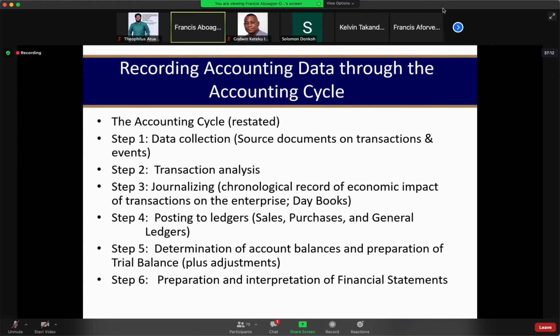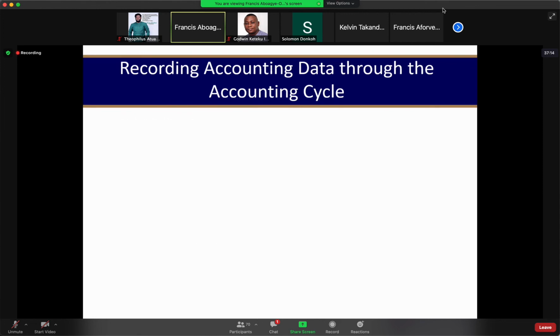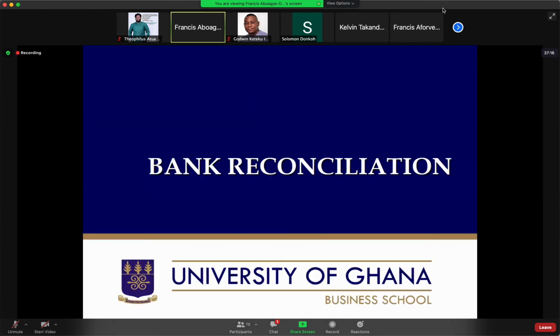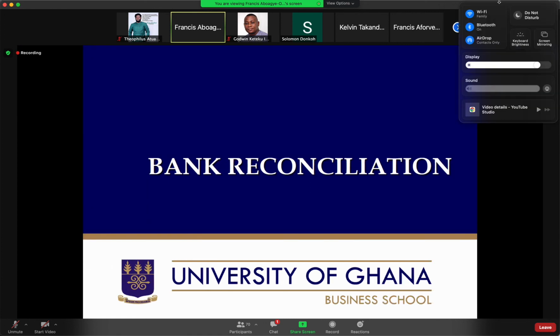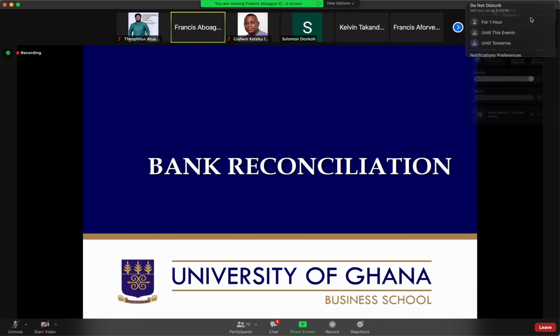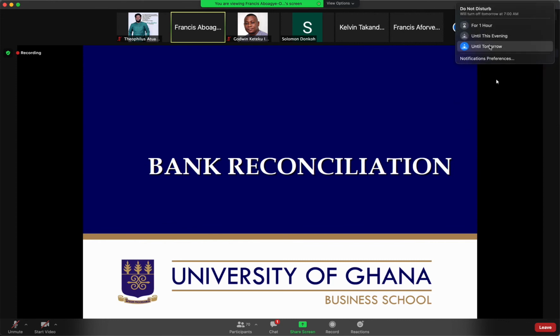So when you receive your bank statement, your cash balance as per the bank statement will differ from your cash book balance. And that's why you have to do what we call a bank reconciliation. So today we're discussing bank reconciliation. Bank reconciliation simply is to agree two positions. You identify what has caused the discrepancy, then you try to agree the two positions.